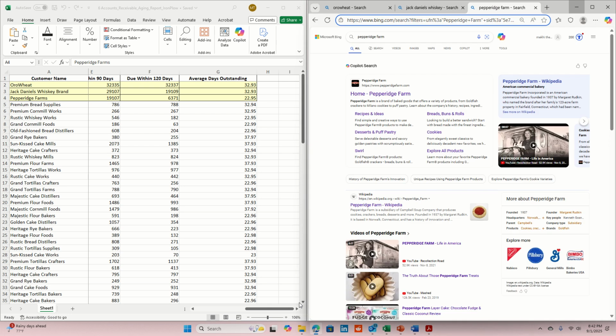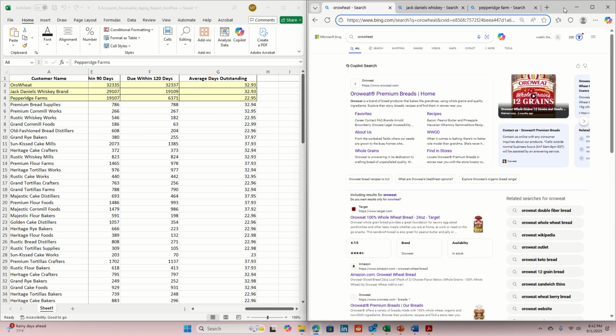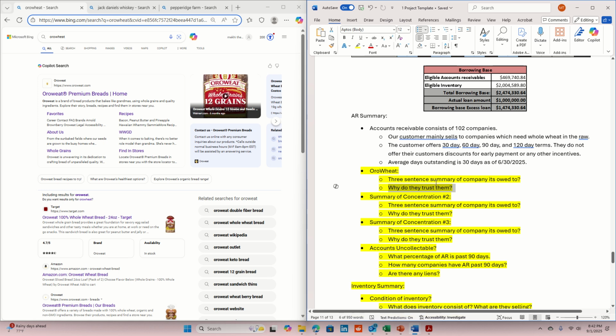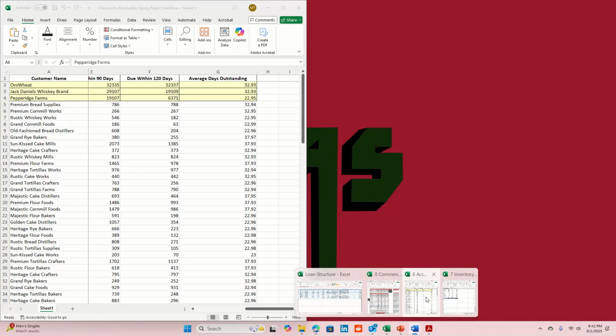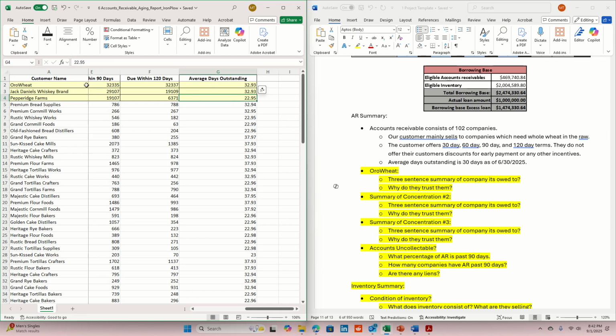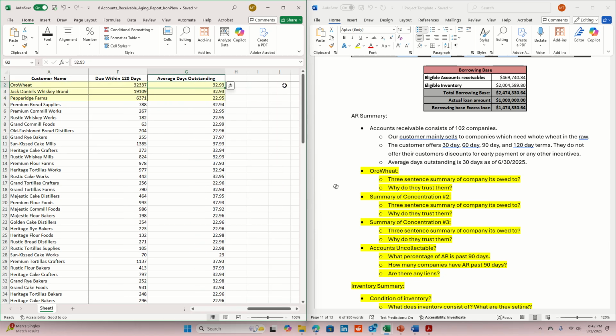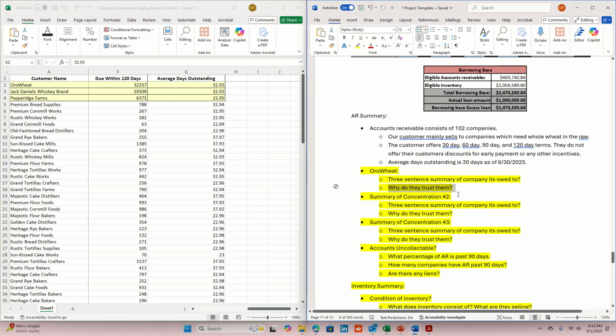So let's go and look up Oro Wheat. For this, I want y'all to do 2 bullet points for why we trust them. So we're going to do the second statement first, because we can verify that on our own. Well, we trust them because on average, they pay within 32 days.